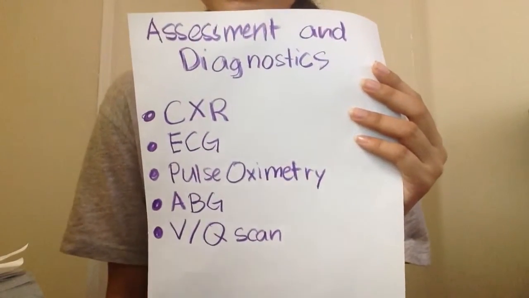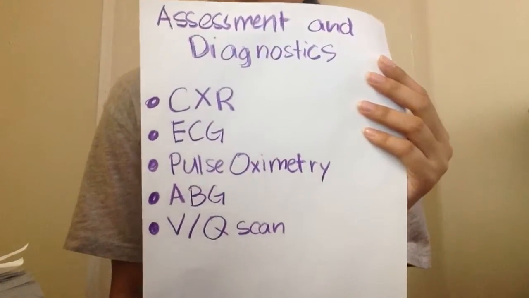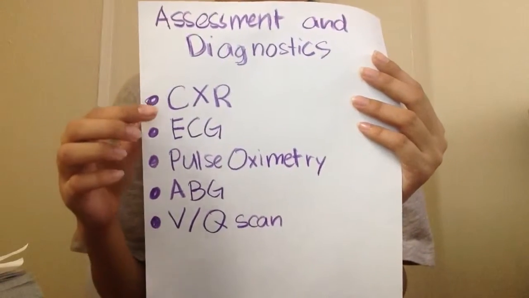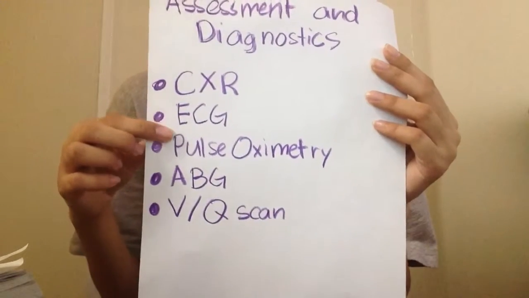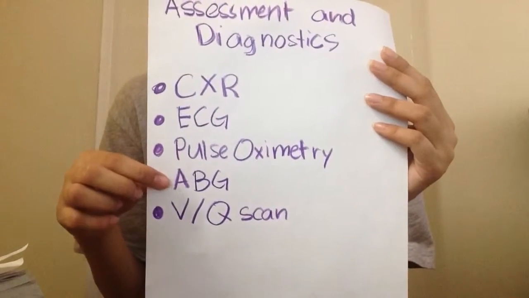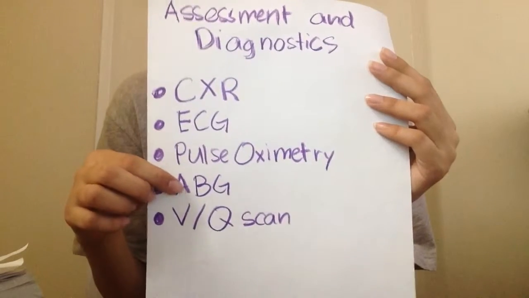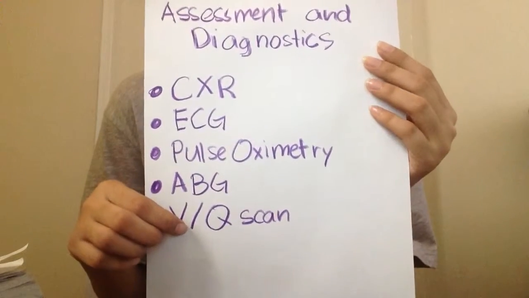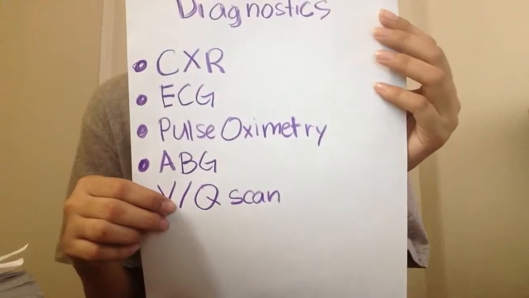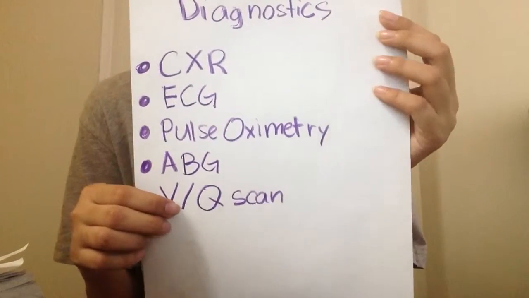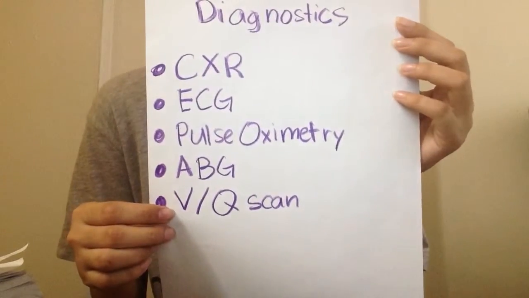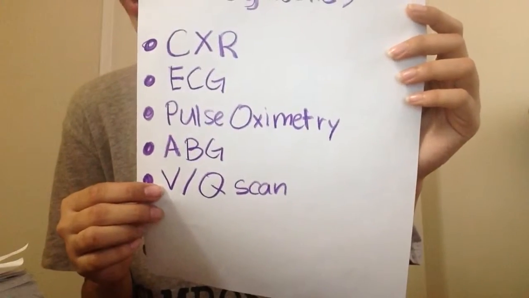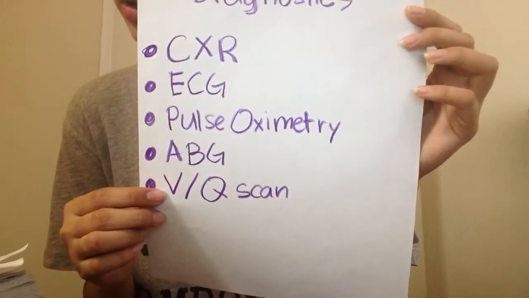So next, we are going to discuss the assessment and diagnostic findings of pulmonary embolism. First, we have the chest x-ray, the ECG, pulse oximetry, arterial blood gas analysis, and ventilation perfusion scan. It is necessary to recognize early diagnosis of pulmonary embolism because 1 hour after the onset of symptoms could cause death.